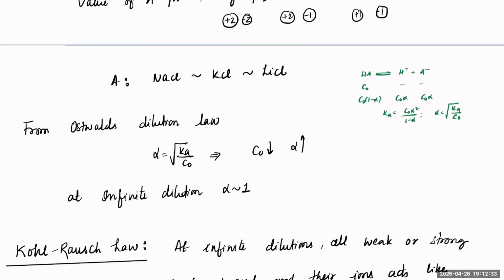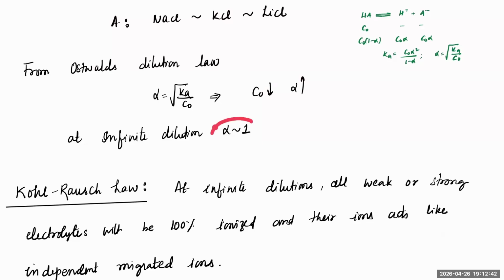So we know that as the concentration decreases, alpha value will increase. This is what we call Ostwald's dilution law. And at infinite dilution, alpha will become 1. So that's why it gives the maximum value. Got it?